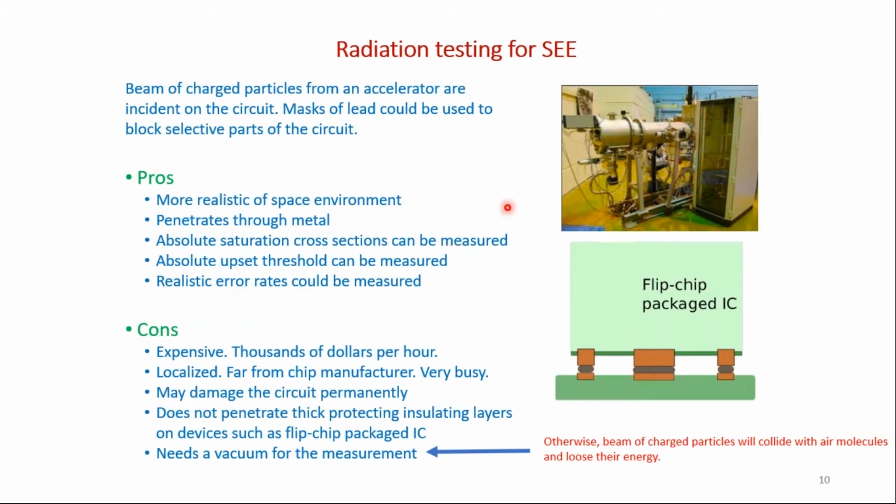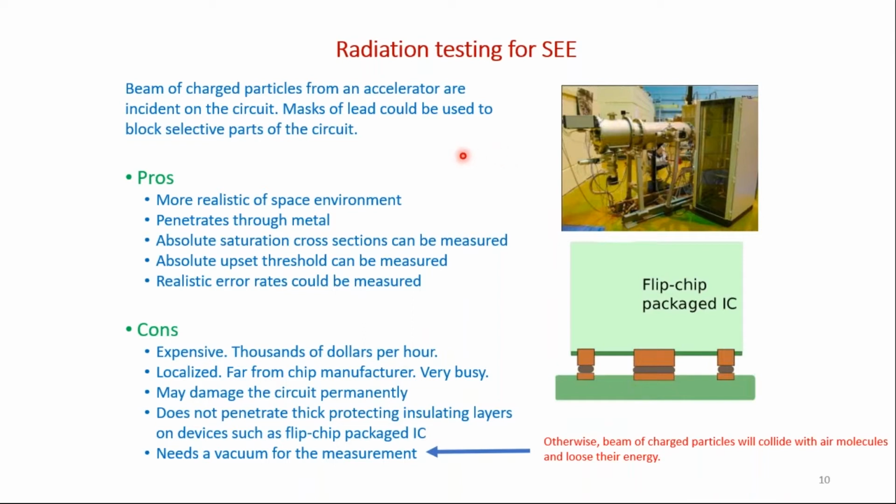So let's talk about the radiation testing for SEE, which is basically the standard method of testing electronic circuits for SEE. In this method, a beam of charged particles from an accelerator is impinged on the circuit. So you can see here this tube where the acceleration of the charged particles takes place. And basically there are some pros and cons for this method of using charged particles.